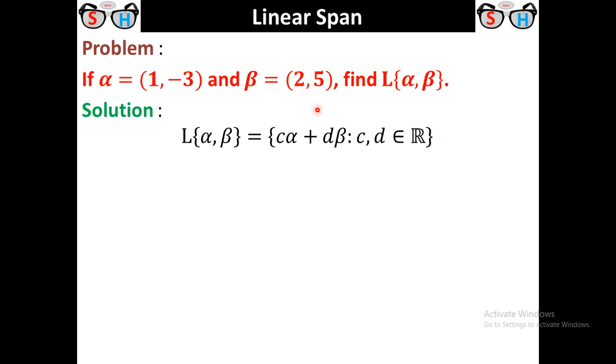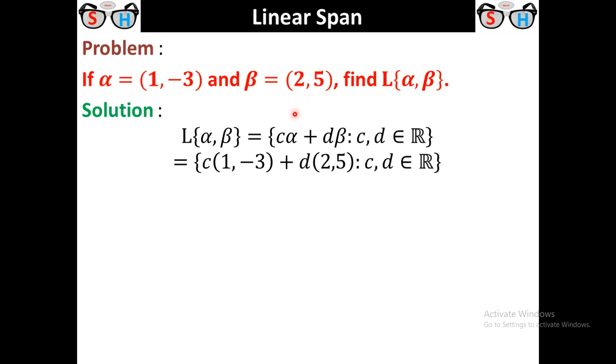Here, since alpha and beta are elements in R2, the two-dimensional vector space, R2 is a real vector space, that is over the field of real numbers. So here you have to choose the scalars as real numbers. So here I choose C, D as real numbers. Thus L of alpha beta equals C alpha plus D beta for C, D in R, that is, if you vary C, D, then you get many elements. Okay. Now here I put alpha equal to (1, -3) and beta equal to (2, 5). Therefore the result will be C times (1, -3) plus D times (2, 5), where C, D in R.